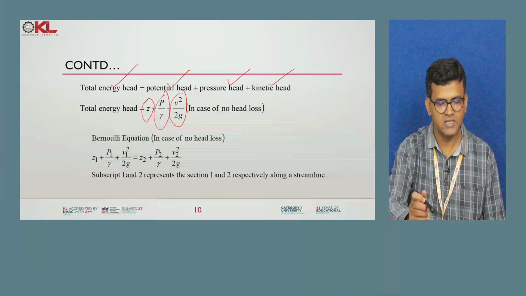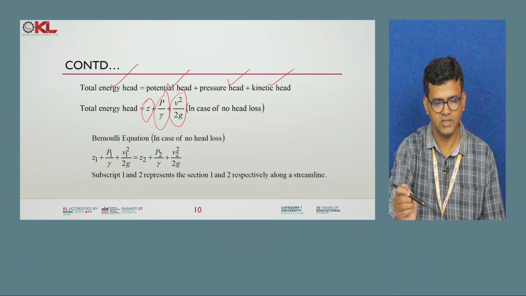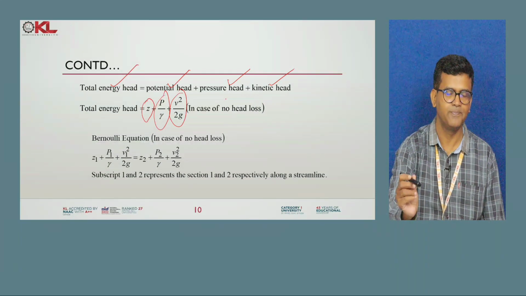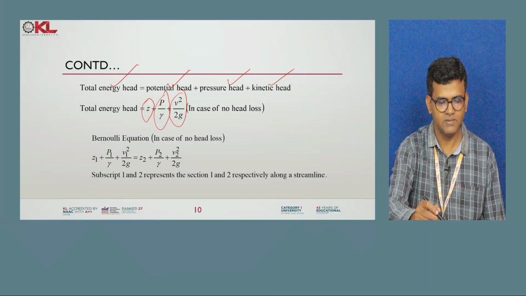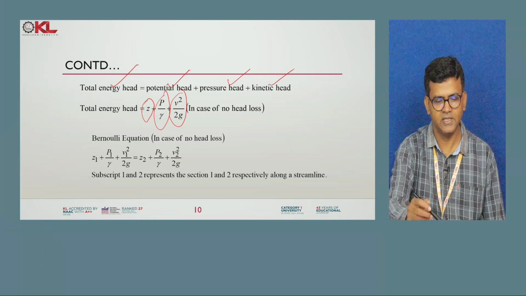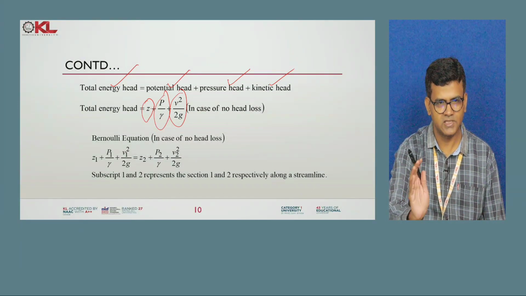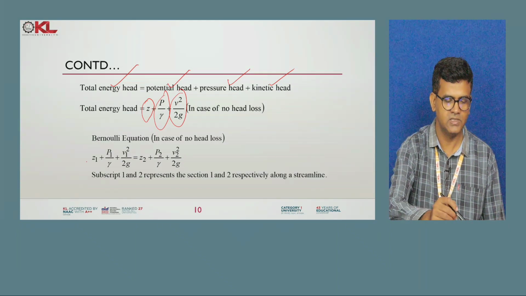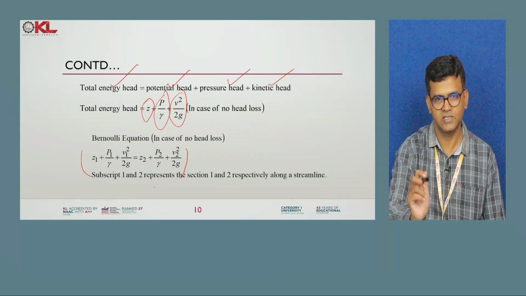So total energy head is equal to potential head, pressure head, and kinetic head. This potential head is Z, pressure head is P upon gamma, and kinetic head is V square upon 2G. So total energy will be constant at section 1 and at section 2.